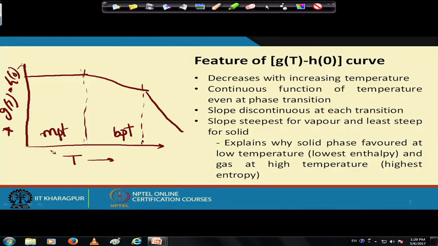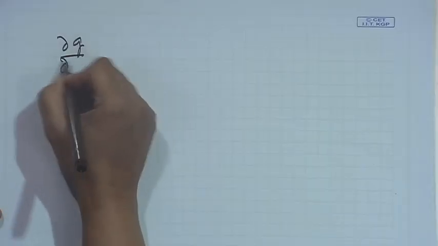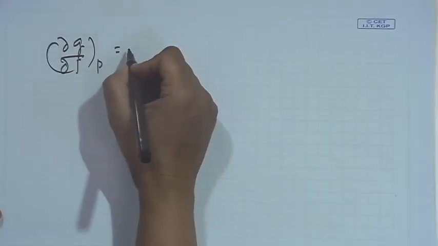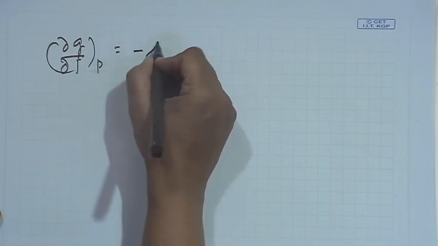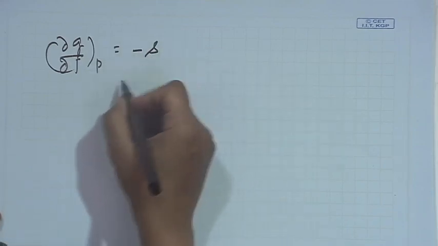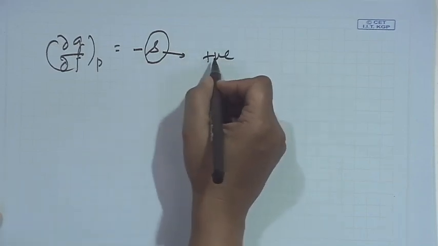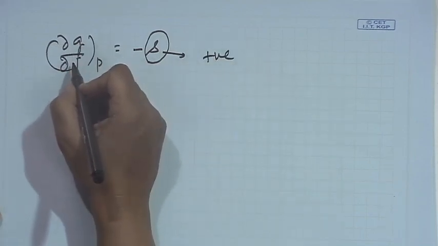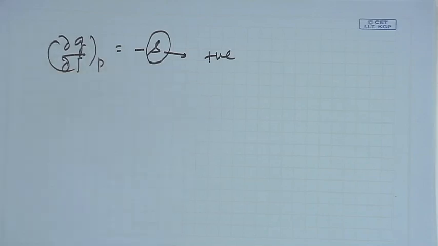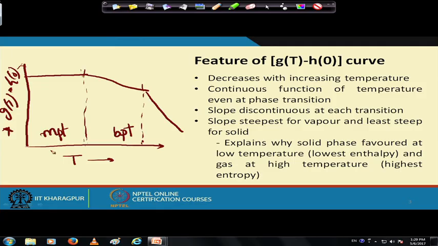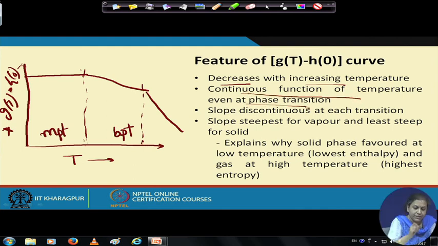The first thing we find is that del G del T at constant P is nothing but equal to minus S. So, therefore, since S is an intrinsically positive quantity, the slope is always going to be negative, which is shown here. It decreases with increasing temperature, number one. Number two is we find that it is a continuous function of temperature even at phase transition.